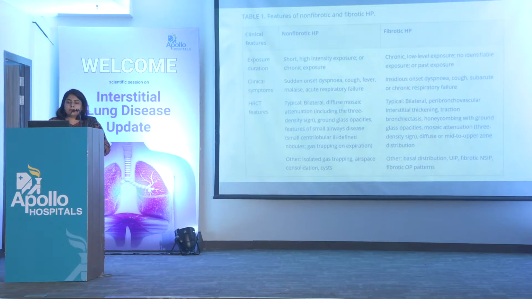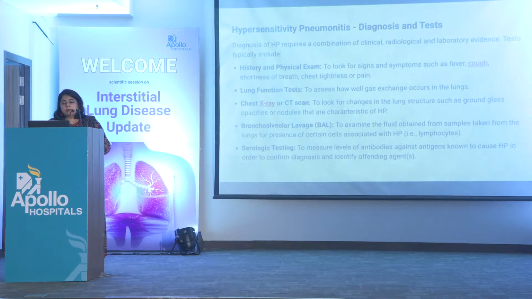So, in non-fibrotic HP, the exposure is short and there is a high intensity of exposure. In chronic HP, there is a low level exposure over a long period of time. Symptoms I will not go into detail as I have already explained, and CT scan findings I will be explaining in detail in the subsequent slides. So how can you diagnose it? History and physical examination is extremely important, followed by lung functions. If there is any opacity which you see in the CT scan, or if the patient is not improving, better to do a CT scan. CT scan really can help us with the diagnosis.